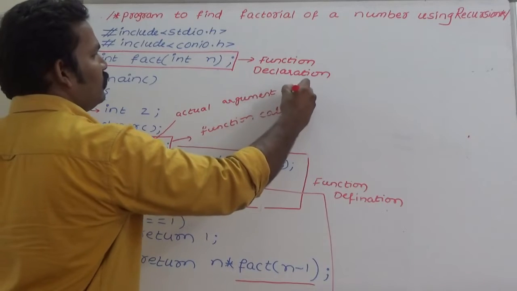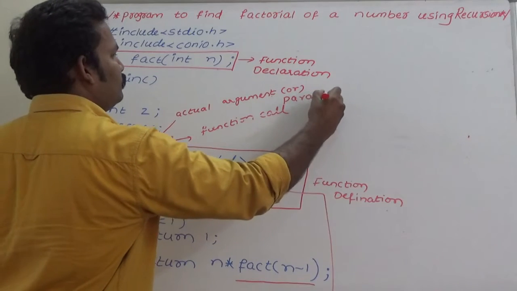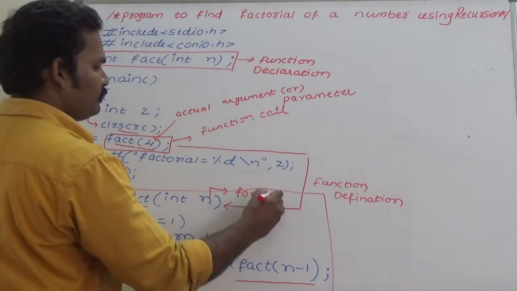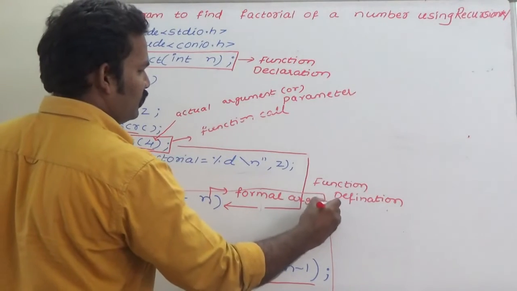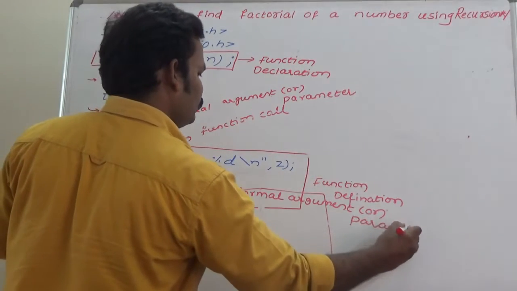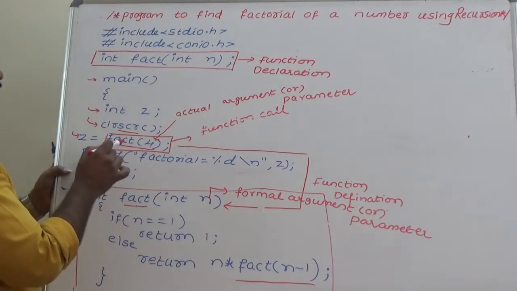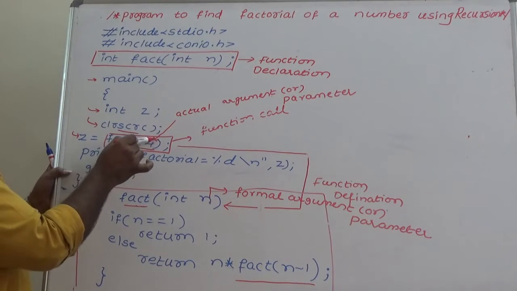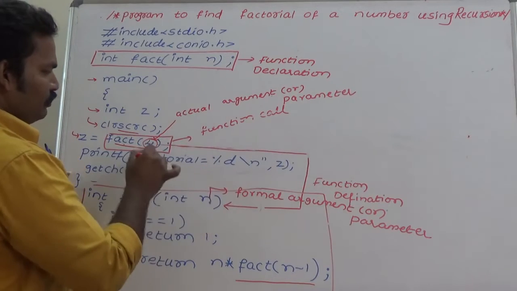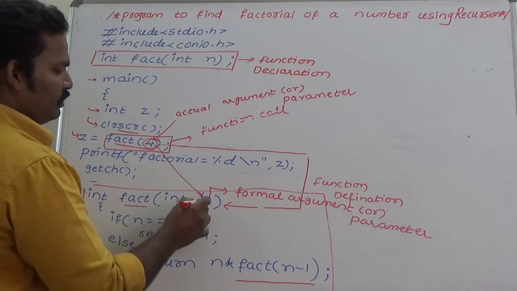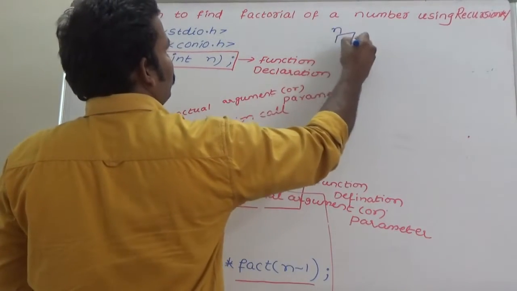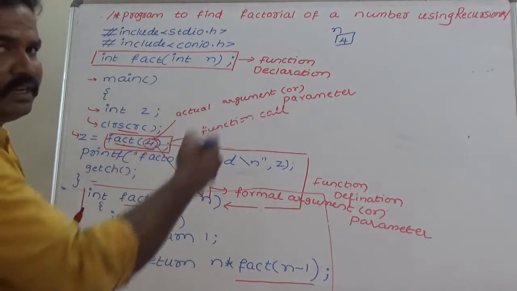or actual parameter. Next, n is a formal argument or formal parameter. We are calling the fact function by passing the argument value 4 to the n variable. So 4 is received by the n variable. Now the value of n is 4, which is stored in the n variable.